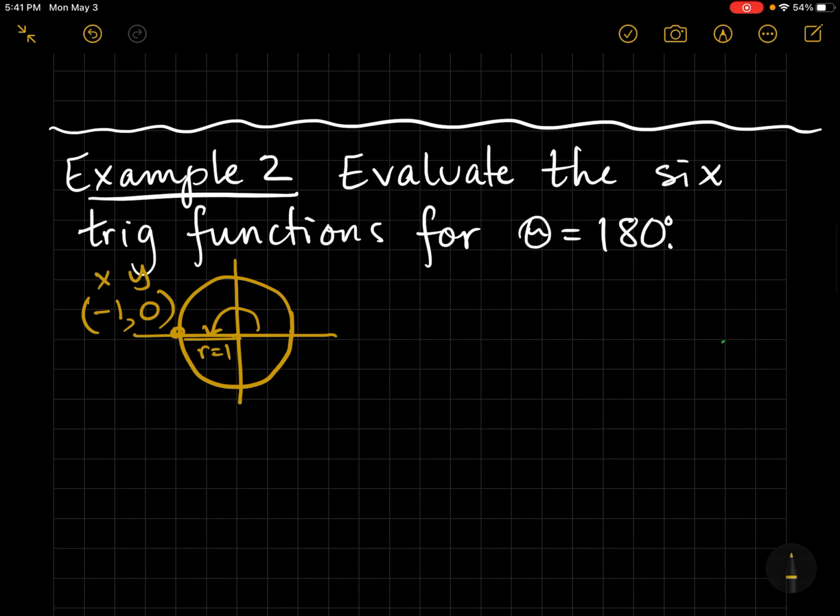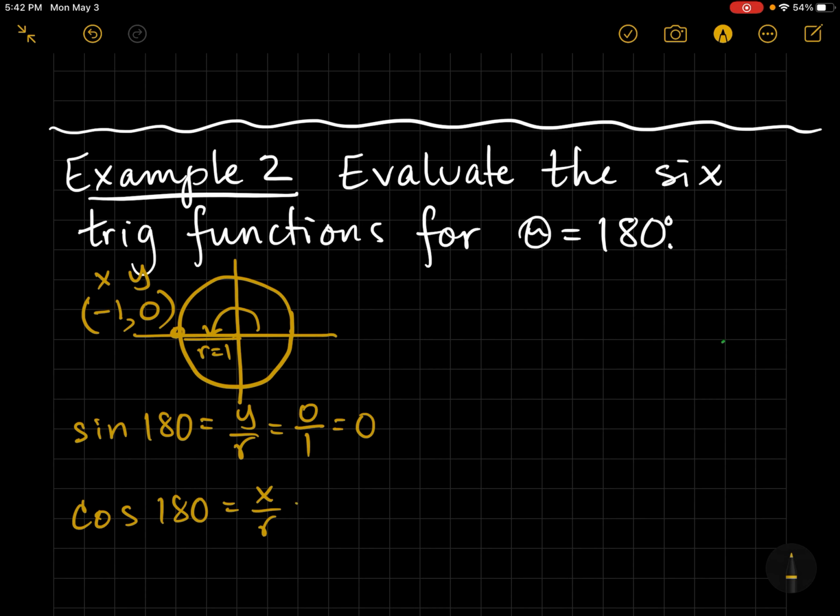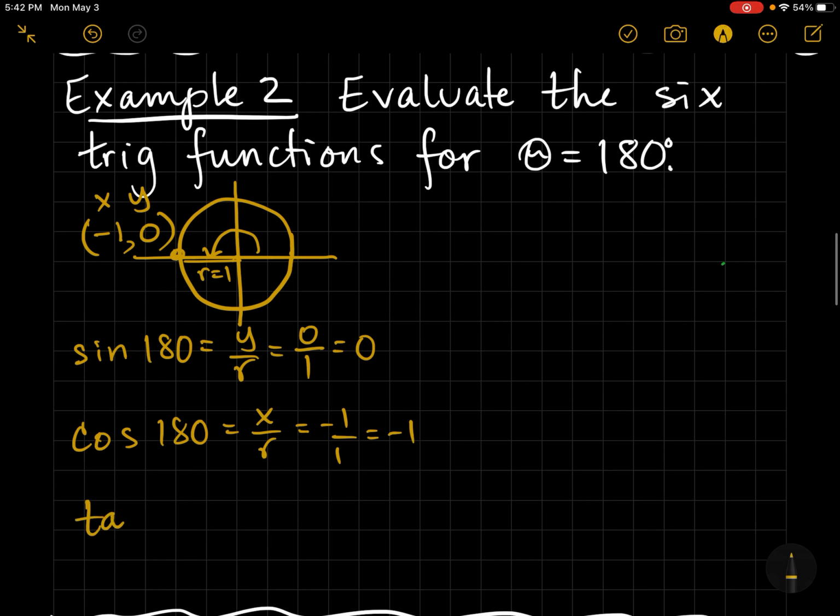If I want to know the 6 trig functions, I do just like I did for the last problem. Sine is y over r, so that's 0 over 1, which equals 0. The cosine of 180 is x over r, so that's negative 1 over 1, which is negative 1. Then the tangent of 180 is y over x. My y coordinate is 0 and my x coordinate is negative 1, so that equals 0.